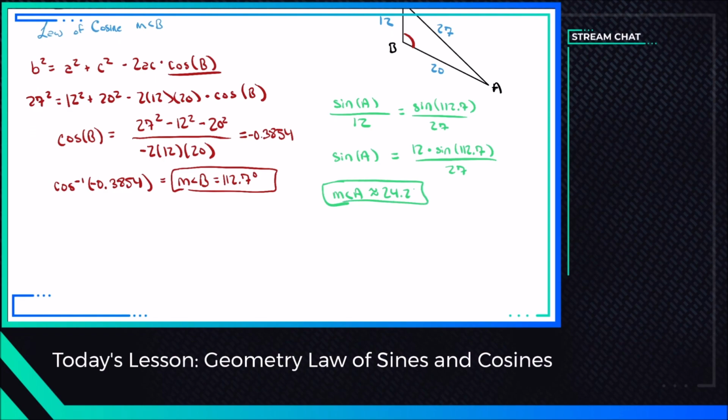And then finally, to get our angle C, the measurement of angle C is going to equal 180 minus 112.7 minus 24.2, which is equal to 43.1 degrees.